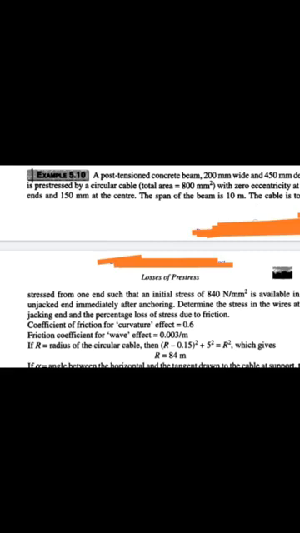This is the question they have given. First, for the radius of the circular cable, you have to use the equation: (r minus 0.015) whole square plus phi square is equal to r square. This is the equation which I am showing here.